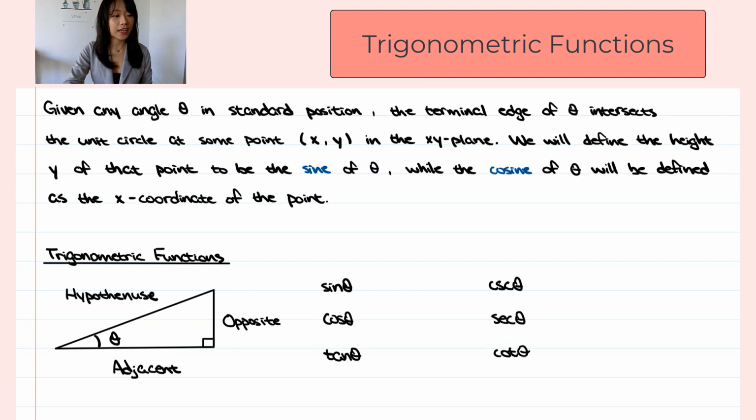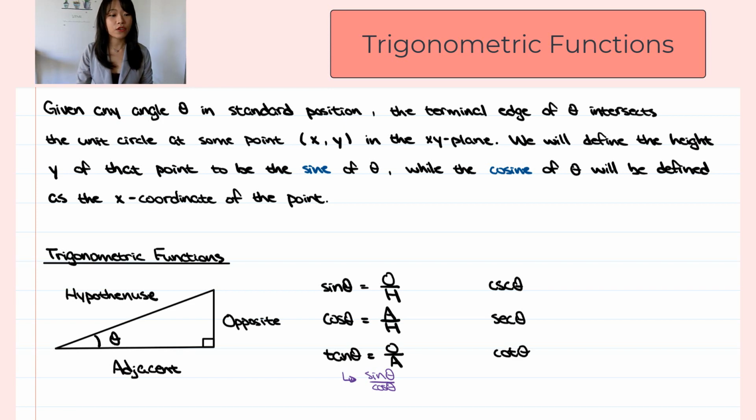The sine theta, it is the opposite side divided by hypotenuse. And cosine is adjacent divided by hypotenuse. And tangent theta, which also equals to sine theta divided by cosine theta. And its ratio using the sides of the triangle, it would be opposite divided by adjacent.